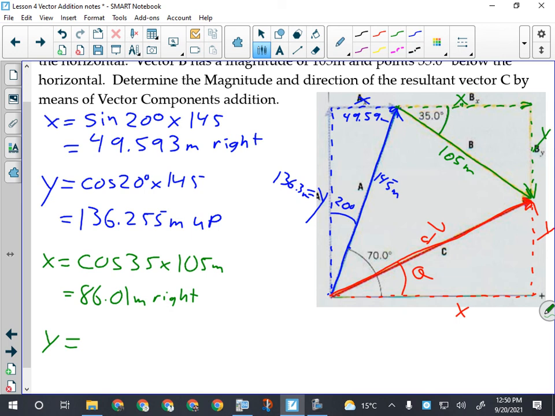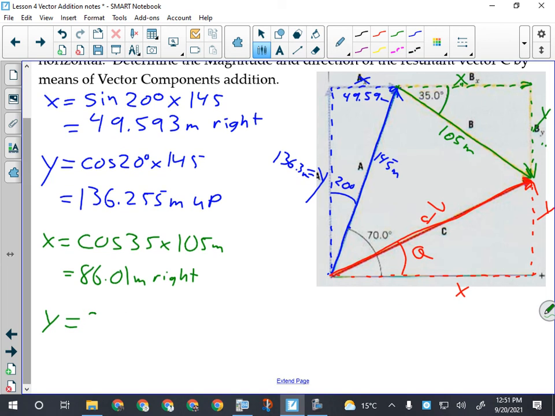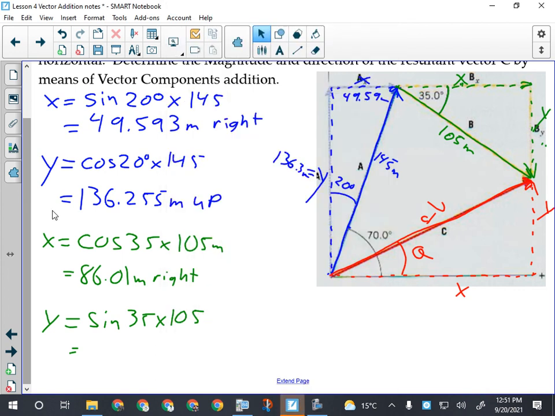Which would then make y the opposite side, because I just calculated the adjacent side. So y is opposite the angle, right? It's not touching it, so it's opposite the angle. That means that for y, I'm going to go sine of 35 degrees times 105 meters. Okay, so that side is 60.23 meters.